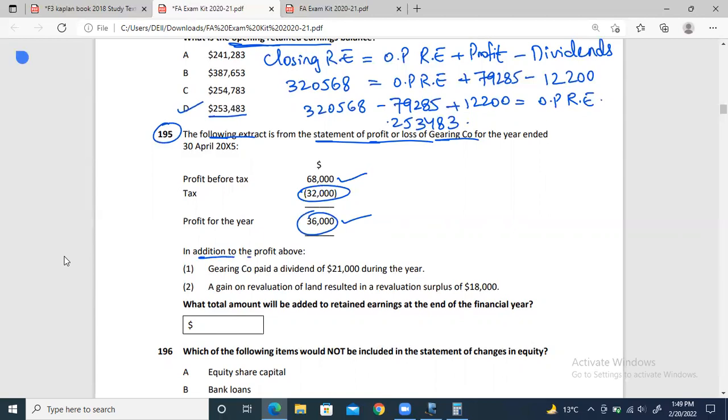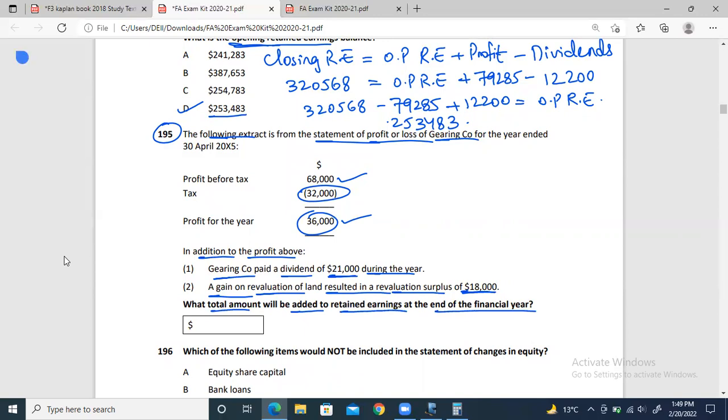So in addition to the profit above, Gearing Company paid a dividend of 21,000 during the year, right? That's fine. And a gain on revaluation of land resulted in a revaluation surplus of 18,000. So these two things happen. Okay. What is the requirement? What total amount will be added to retained earnings at the end of the financial year?